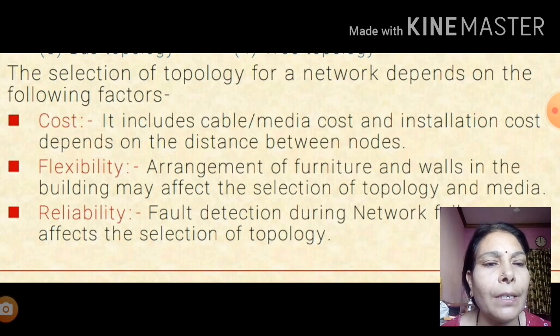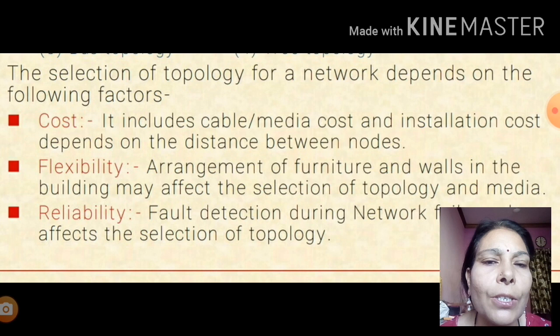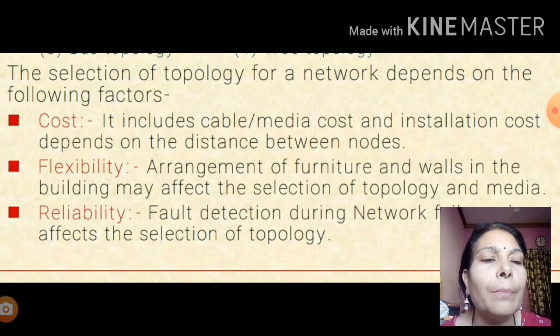Second is flexibility. The arrangement of the nodes in a network is in such a manner that we can easily remove or add any node if it is required. That means the network should be flexible, so that we can easily make any configuration. If you want to reconfigure the network, then we can easily do it. So reconfiguration can be very easy in a topology. That is called flexibility, meaning we can flexibly make changes in the configuration of the network.